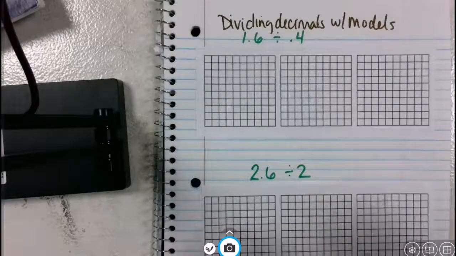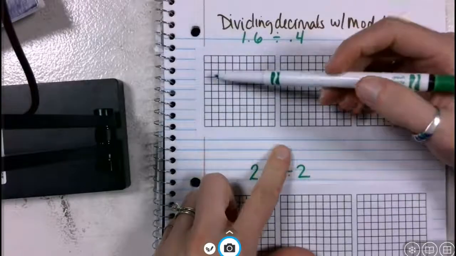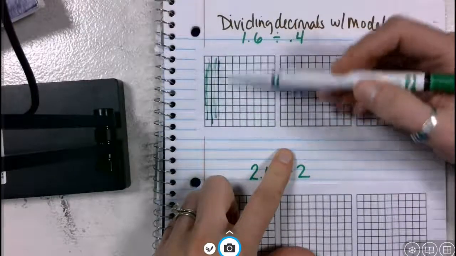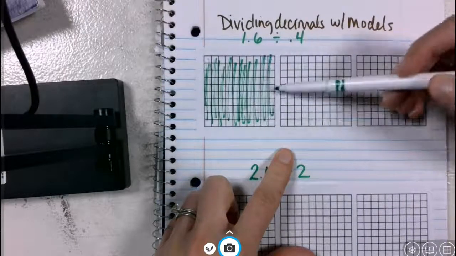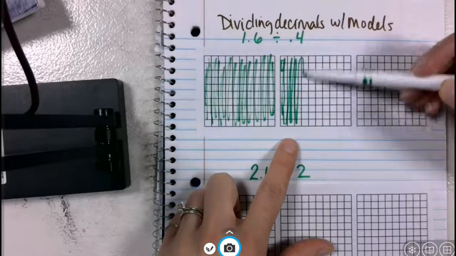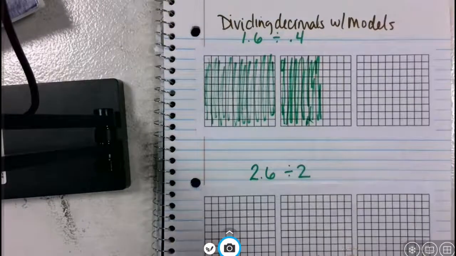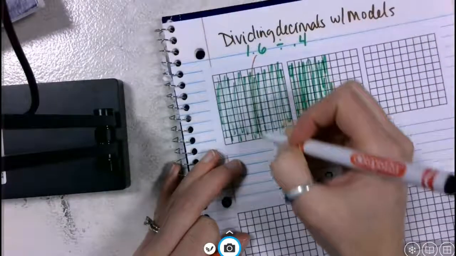So the first thing is I'm going to have to shade in. Here's what I start, my 1.6. So we're going to shade in 1 and 6 tenths. So there's 1 tenth, 2, 3, 4, 5, 6 tenths. That's what tells us how much is shaded. That's what this first number tells us. And I'm going to make a little arrow.